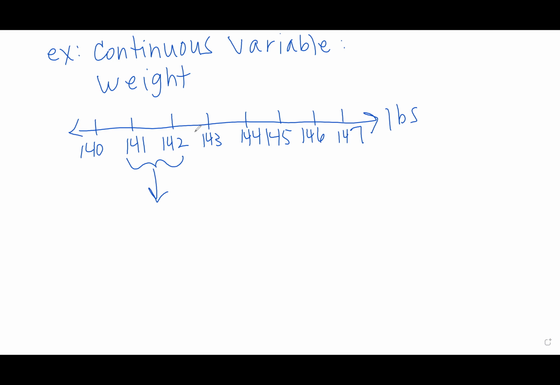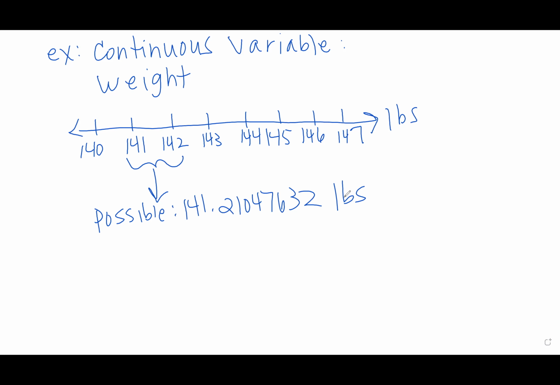So now the question becomes, well, how many weights are there between 141 and 142 pounds? Even though our scale a lot of times goes to the nearest tenth, we could still go further than that, right? It's just that's as far as our scale is going to go because we don't really need to get that precise. But it is possible to weigh 141.2104763 pounds, for example, right? Look at how many decimal places I went out. So how many numbers are there between 141 and 142? Well, there's an infinite number, right?